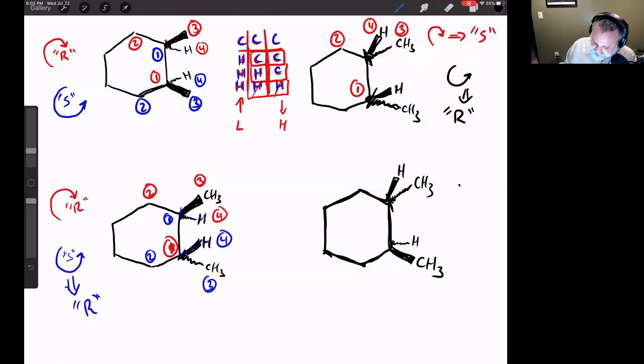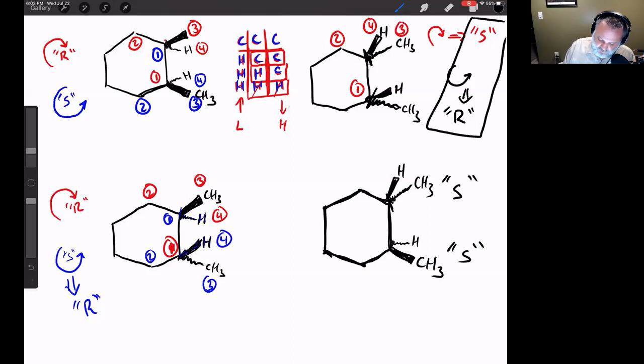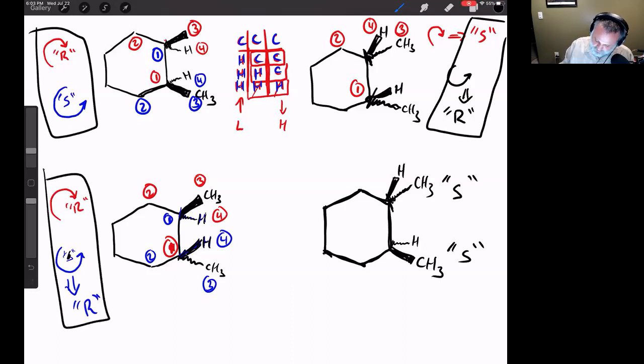And so that means this is going to be an S configuration. In the bottom, it looks exactly like the molecule diagonally from it. And so it's going to have the same configuration as that group over there. And so that's also the S configuration. So what did I end up with? So let's summarize. I ended up with SR here, RS there, RR here, and SS there.